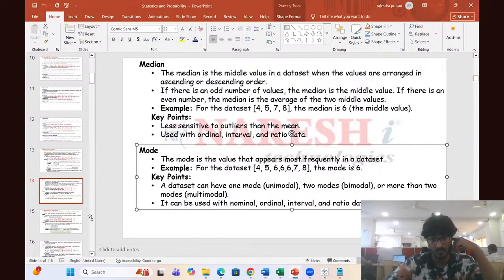You get my point? See the example for the data set 4, 5, 6, 6, 6, 7, 8. So what is the most frequent value? 6. 6 is my mode. In the mode, you have other types also: unimodal, bimodal. This is unimodal, which means there is only one value having the highest frequency.